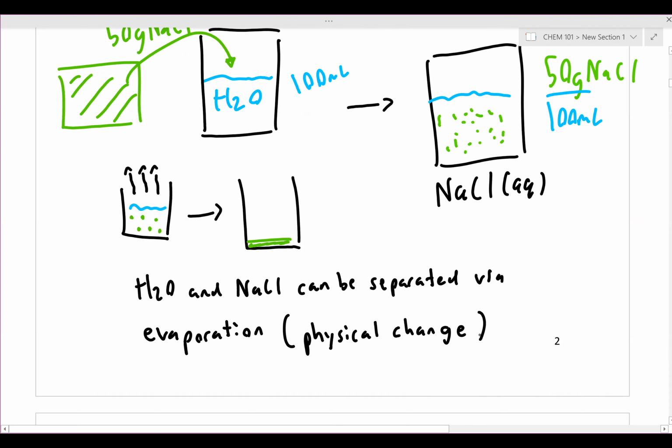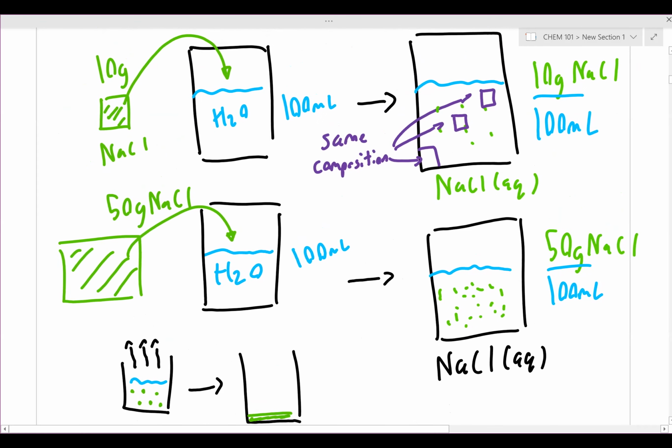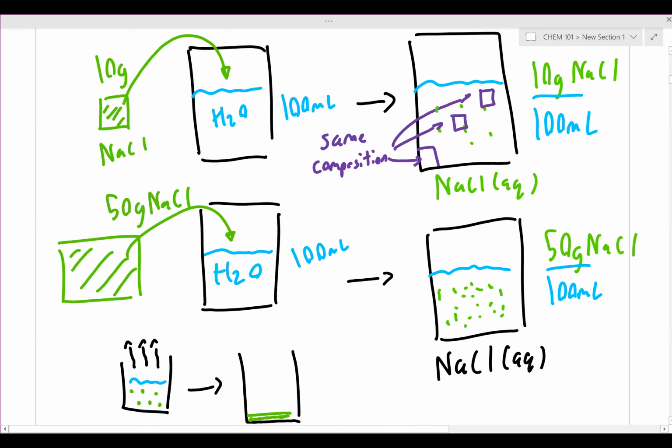Okay. So with these basic ideas of solutions in mind, we next have to talk a little bit about how we refer to a solution so that we're very specific on the amount of solute we have in our solution. How do we specify concentration? How do we express the amount of solute in our solution? That's our goal.